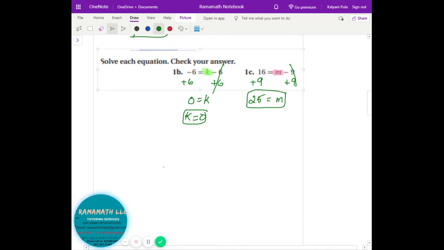Whenever you complete the question, then you wonder, how did I do? Did I do it correctly or not? What you can do is check your answers. What that means is 16 equals M minus 9, right? But the M value is 25. We just got that. So I can replace the M with 25 minus 9. So 25 minus 9 is 16, and the other side is also 16. So that means I did it correctly. Okay, so that is called checking. So check your solution.